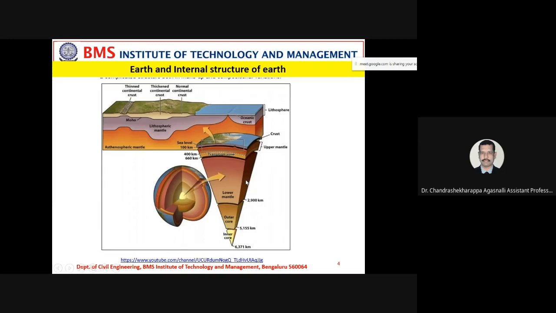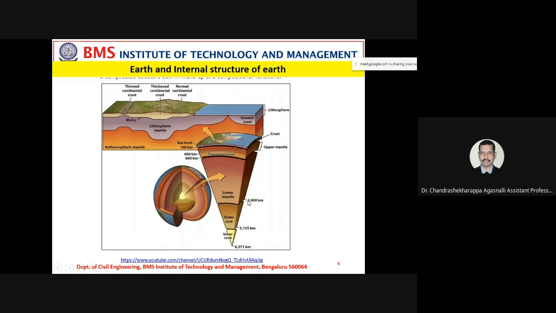Okay, so here is the internal structure based on the seismic survey, right? Upper mantle, lower mantle. Okay, so it's 2,900 kilometers from there. This is the crustal part. Here is the transition zone between that, and next is the core. It is 6,371 kilometers from the top surface of the earth to the central part of the earth. This is all about the internal structure of the earth.